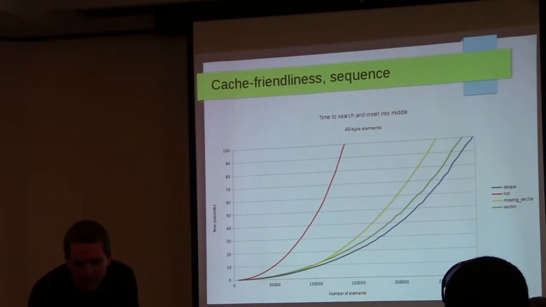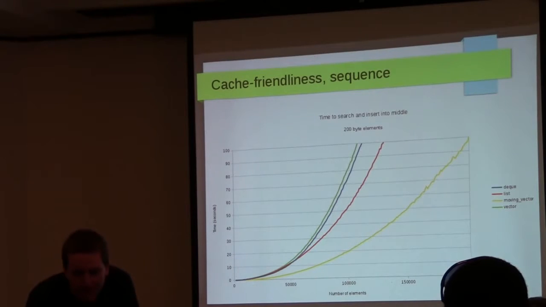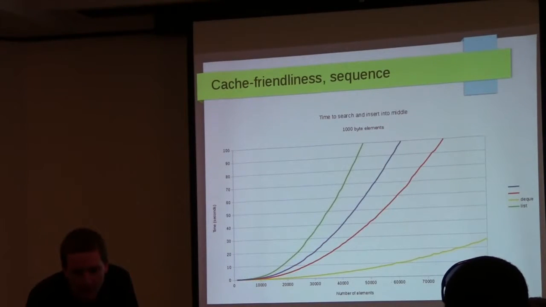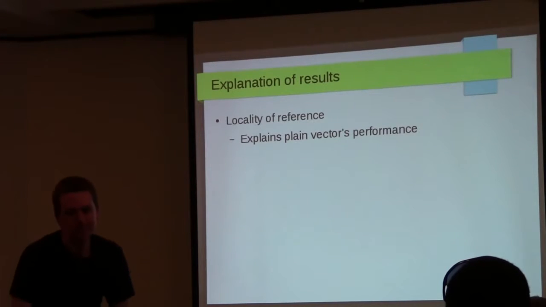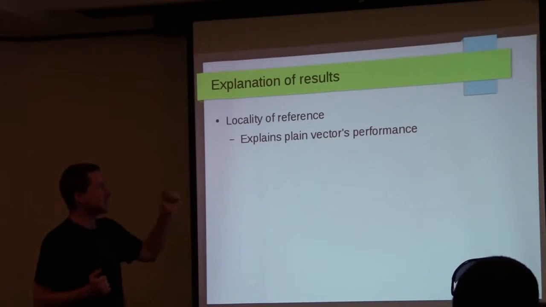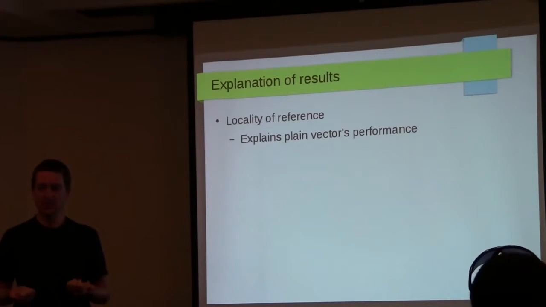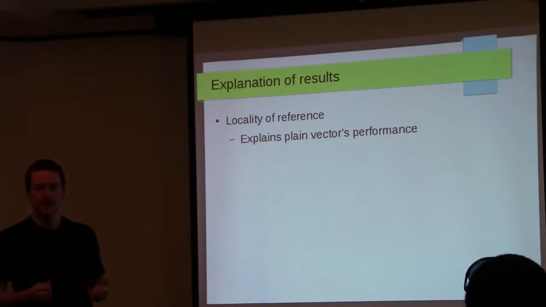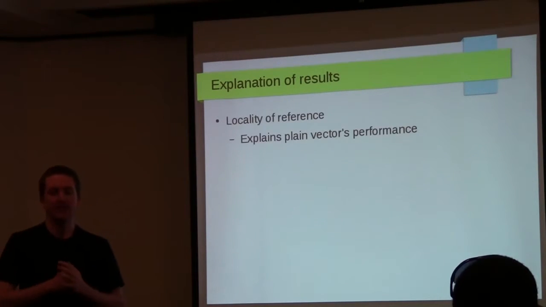Actually, I have a little bit of explanation of results, and I'll talk about that in there. So in general, the explanation for the results, as I said, is locality of reference, which explains the plain vector's performance for small elements. I guess I didn't have that in my slide.